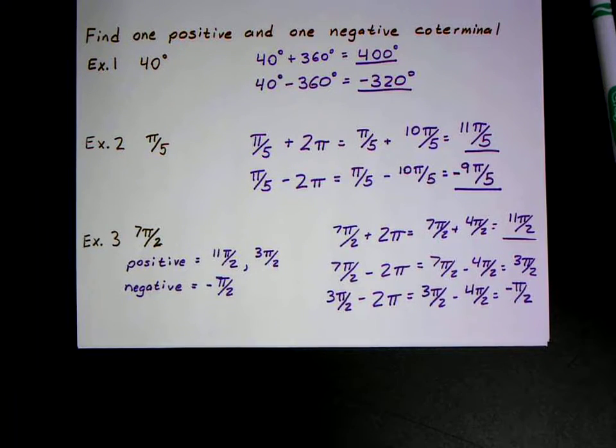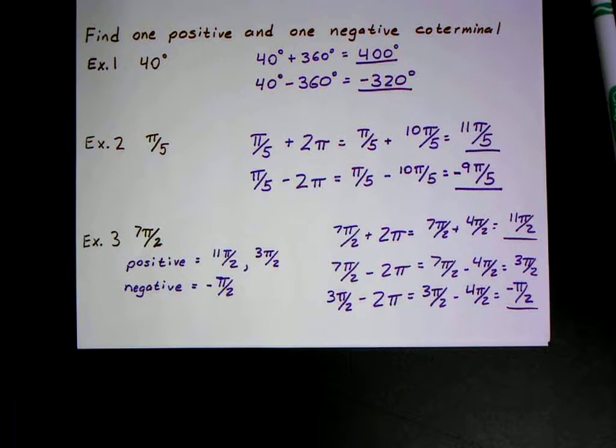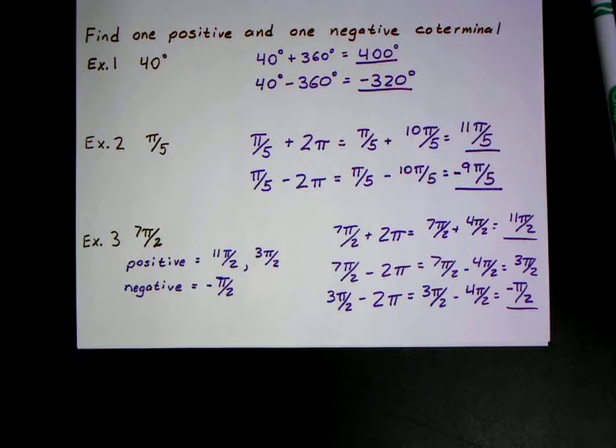So the first negative I get to is negative pi over 2. Because that was the one you were given. You're looking for a coterminal to it, so you have to find another one. Now you could, if you know that that one is big enough that you're going to have to subtract more than once, you could give me the 3 pi over 2 as a positive coterminal.